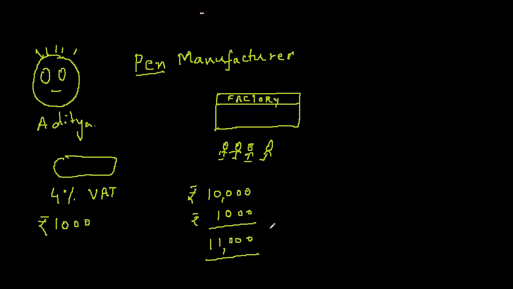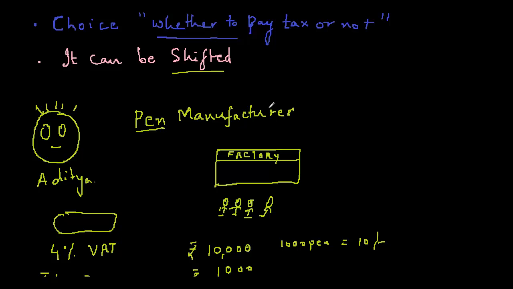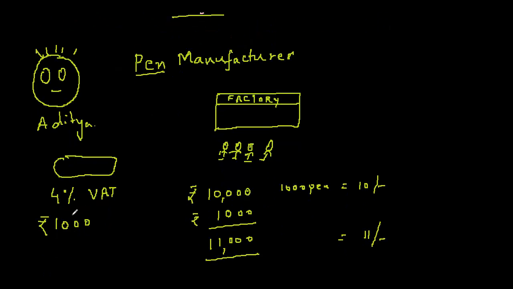Accordingly the pen price, let's say initially he was making 1000 pens, then the cost was 10 rupees per pen. Now the same pen will cost 11 rupees to the consumer who was purchasing this pen. Hence, we can say this value of the tax which was initially incurred on Aditya, which was 1000 rupees, he has shifted onto the consumers who are purchasing this pen, from 10 rupees to 11 rupees now. So this is shifting of tax.